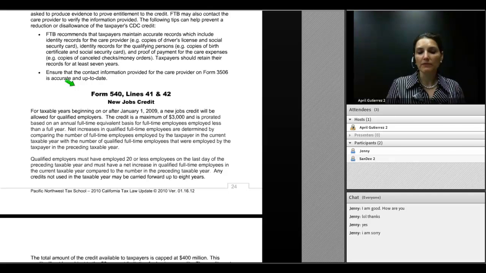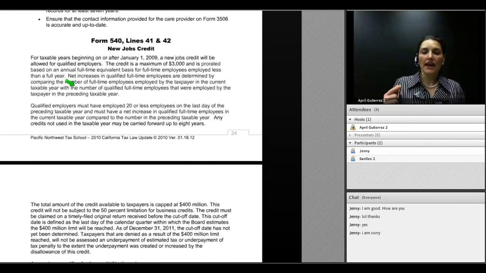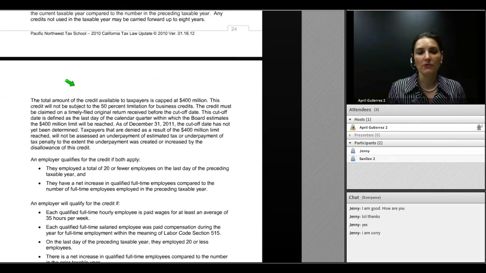Next up, we have the new jobs credit. So we're moving off of the child and dependent care credit onto the new jobs credit. This particular credit is relatively new. There's space allowed for it on lines 41 and 42 of Form 540. And essentially, this is a credit that is targeted at smaller employers who employ 20 or fewer employees during the preceding year and who have had a net increase in the number of employees for the current year.